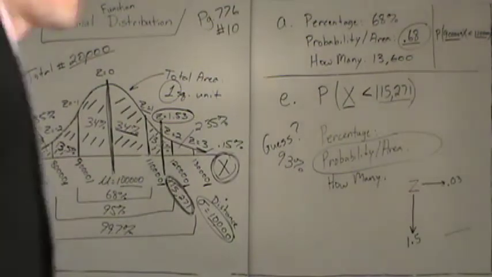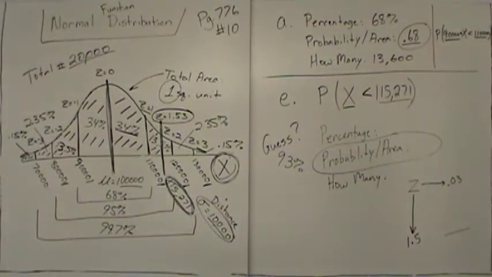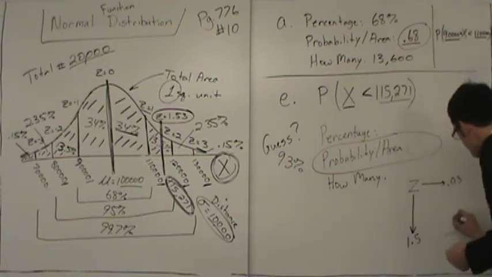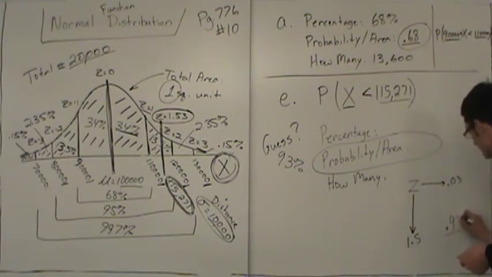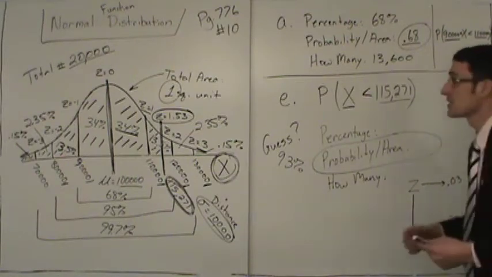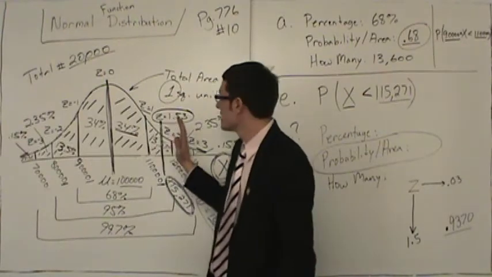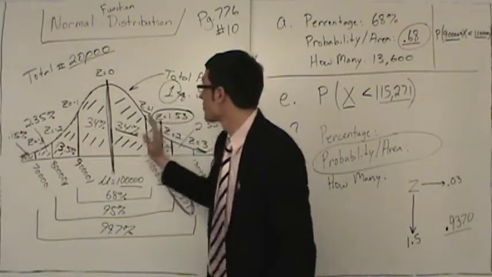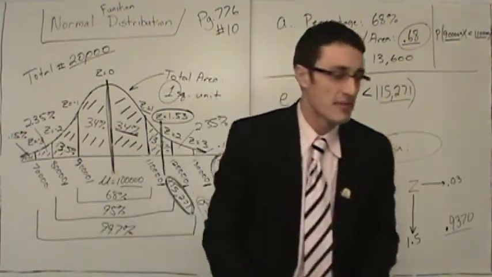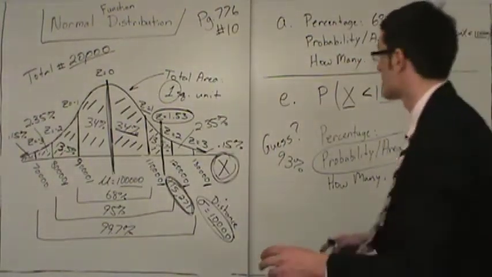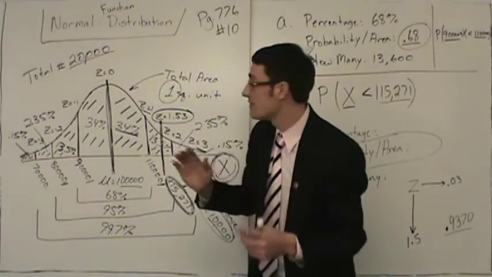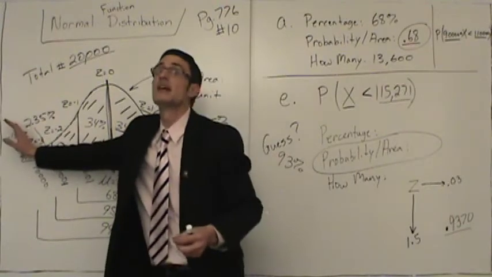So 1.53 is 0.9370. Let's write that. Now, reminder, what does the z-table give us? The z-table gives us area to the left. Is that what we're trying to find? Yes. Remember the highlighted portion on the top of the z-table. I'm not going to put it up there again. If you need to rewind the video, the z-table gives us area to the left.